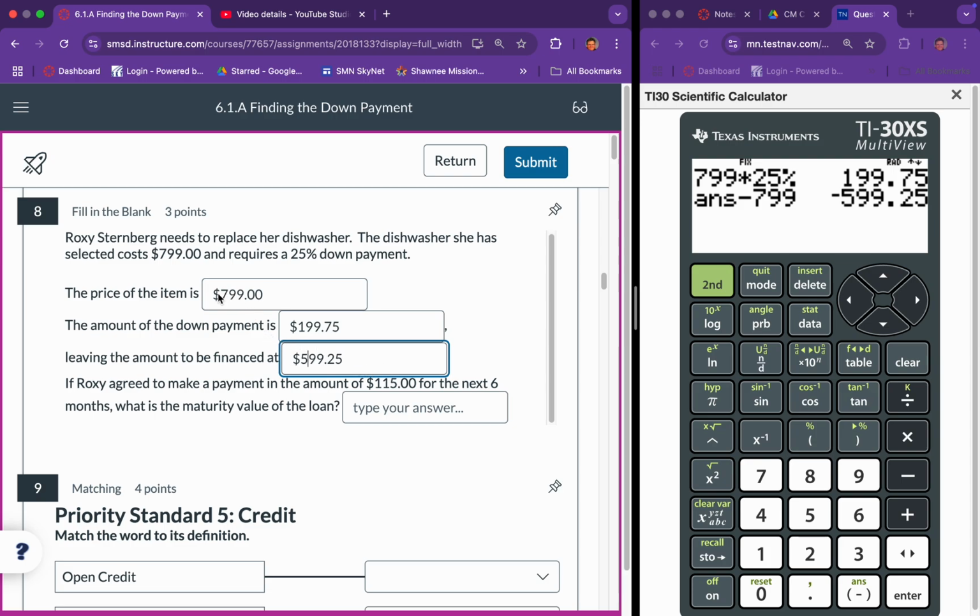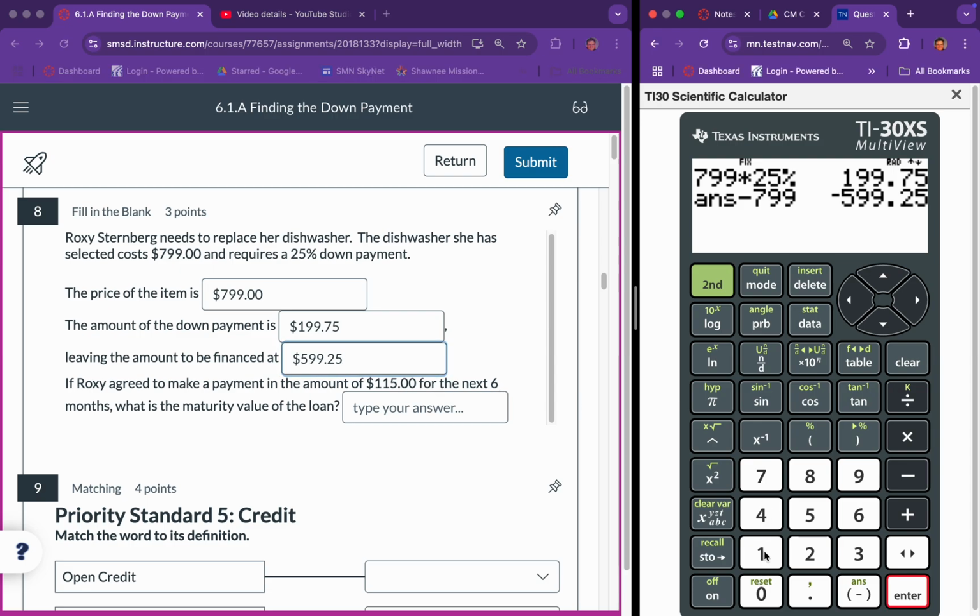So the item costs $799. She gives the store $199.75 today, and she agrees that she still owes them $599.25. So they're going to set up financing for her. They're going to set up financing for Roxy, and what they're going to tell Roxy is, you're going to pay us $115 every month for the next 6 months.